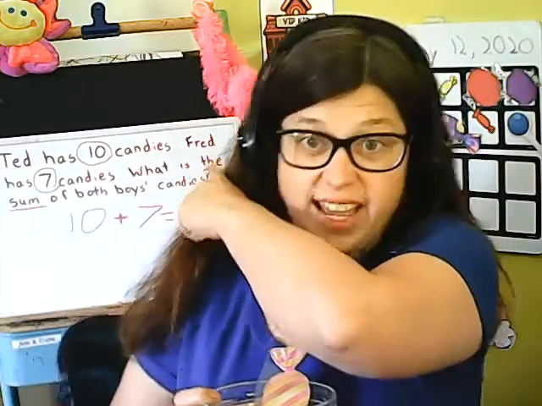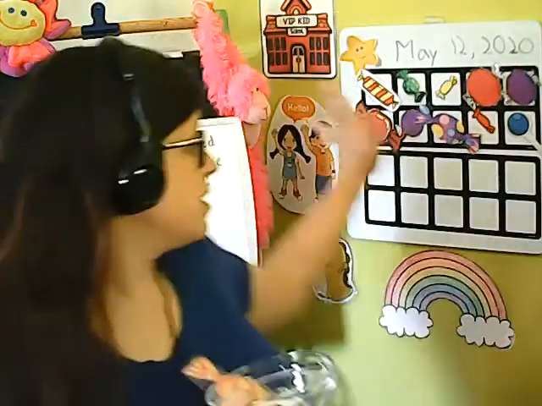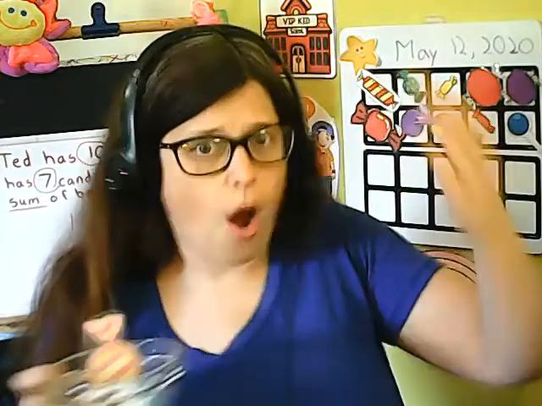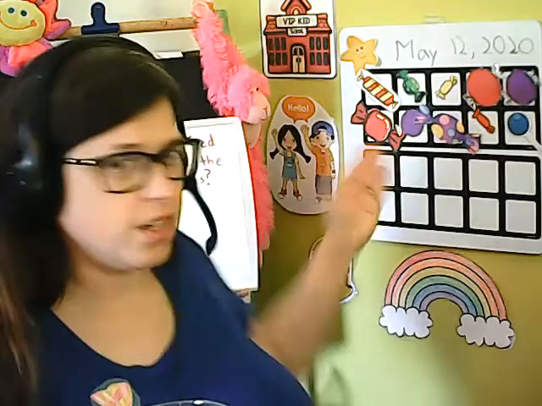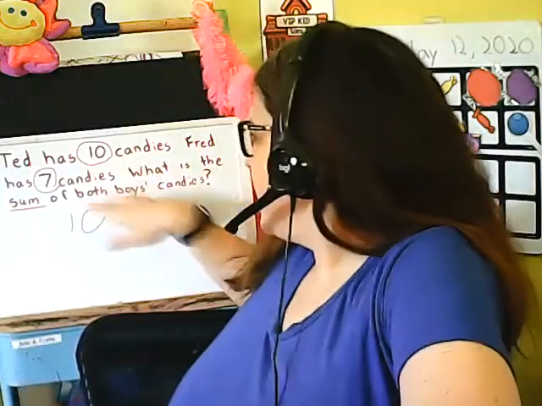Did you notice that when we did 10, we filled up the entire 10 frame with no spaces? You should be able to look at that and say, oh, I can see that's 10, and you don't even have to count it. All right, so Ted has 10 candies.